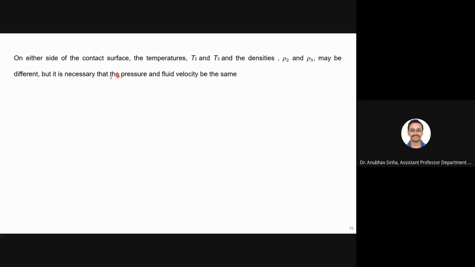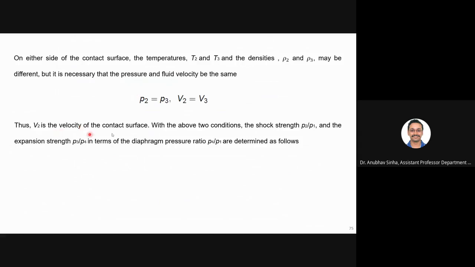So now let us talk about the contact surface. Either side we have different temperatures and densities, but pressure will be the same, because there is no unbalanced pressure. It is moving along, so pressure is the same. So I can say P2 is equal to P3 and V2 is equal to V3, and V2 is the velocity of the contact surface.